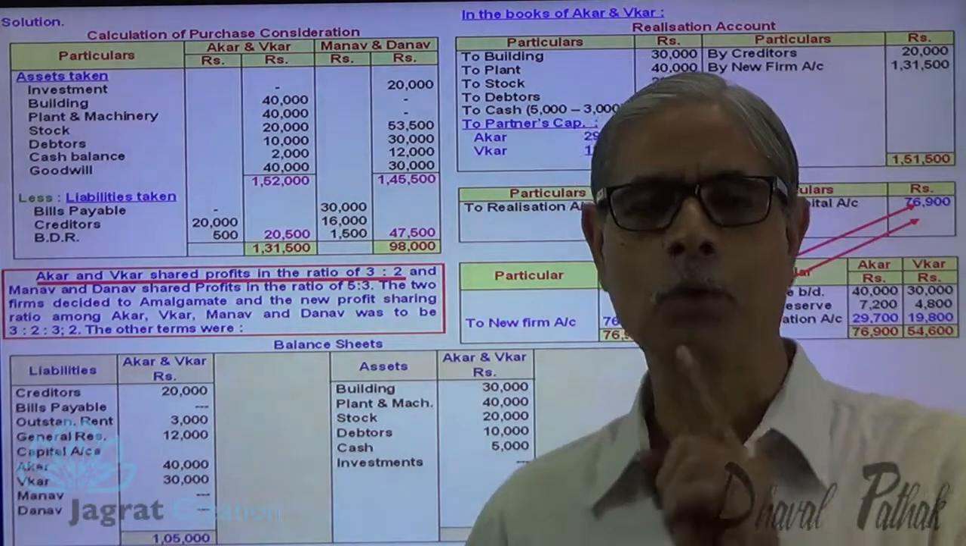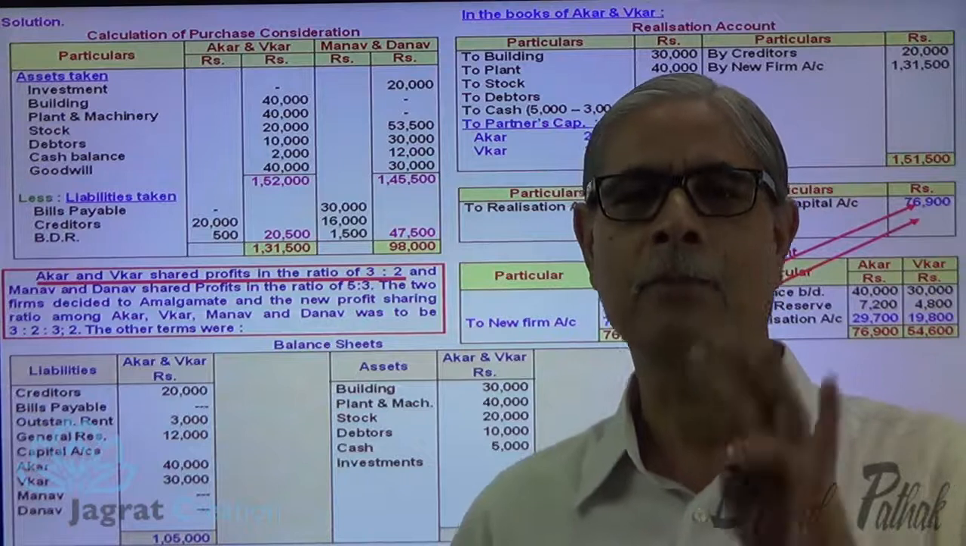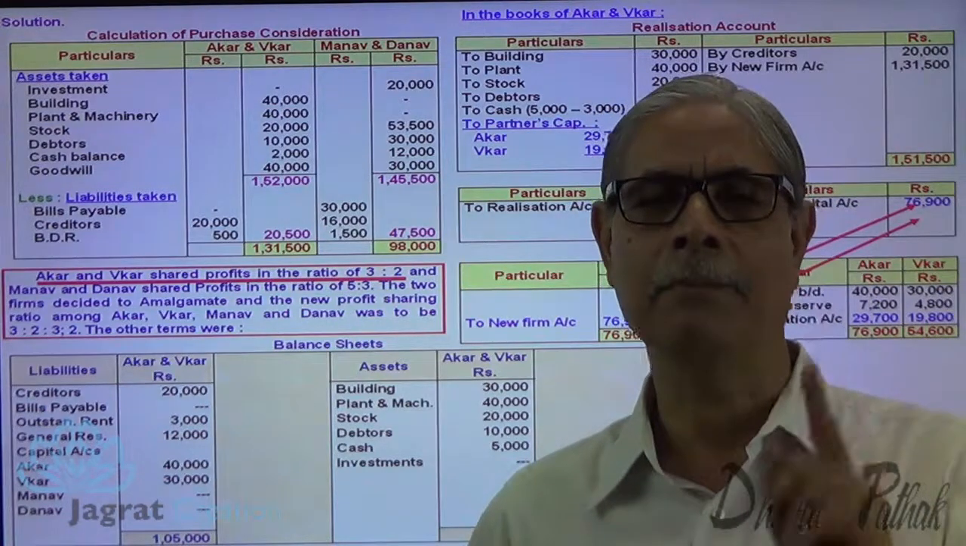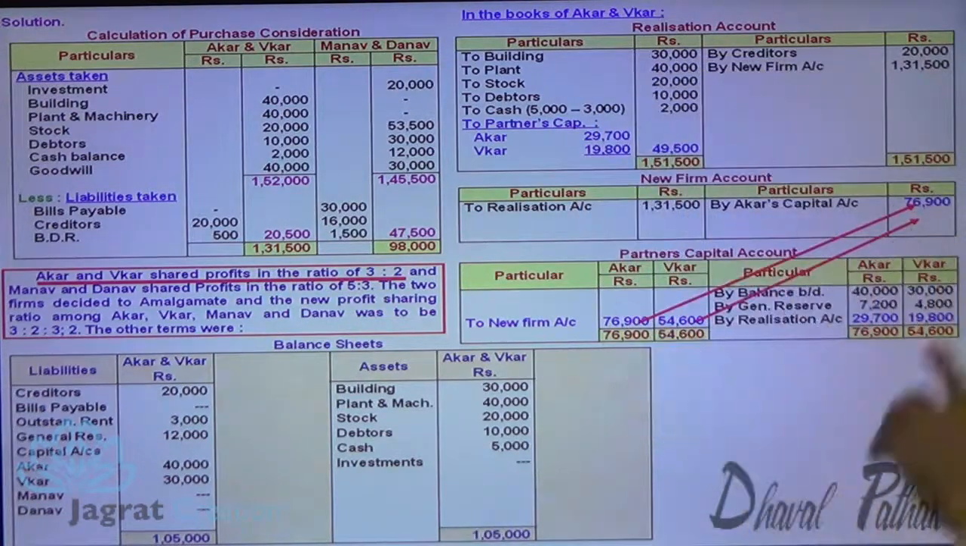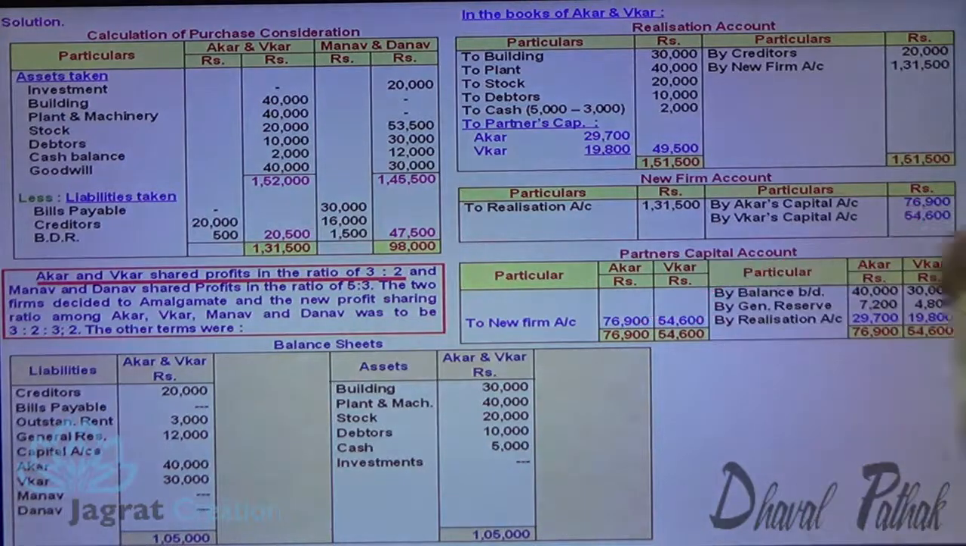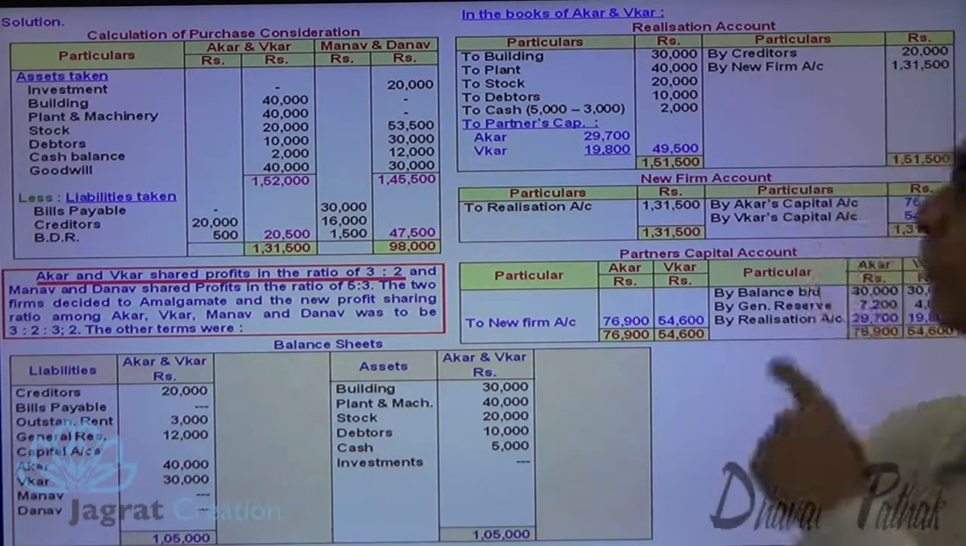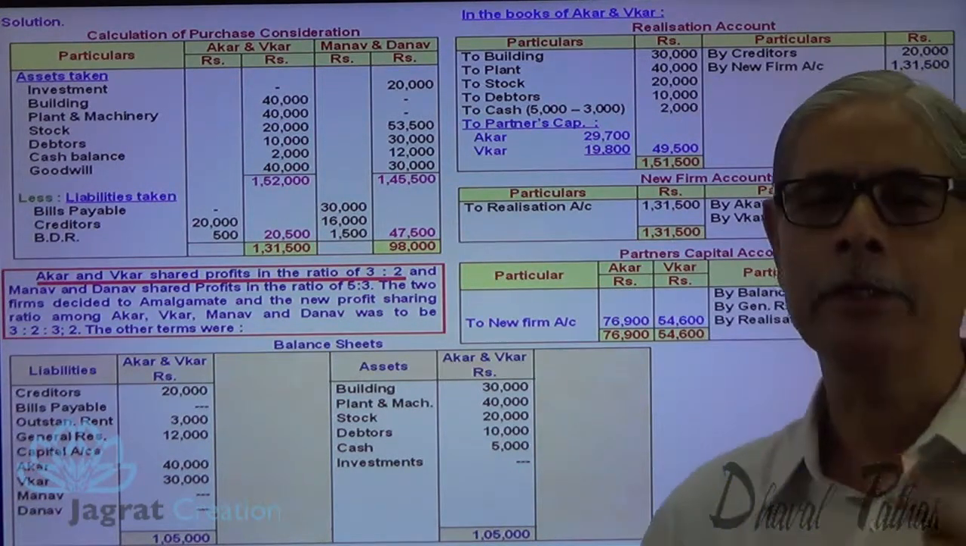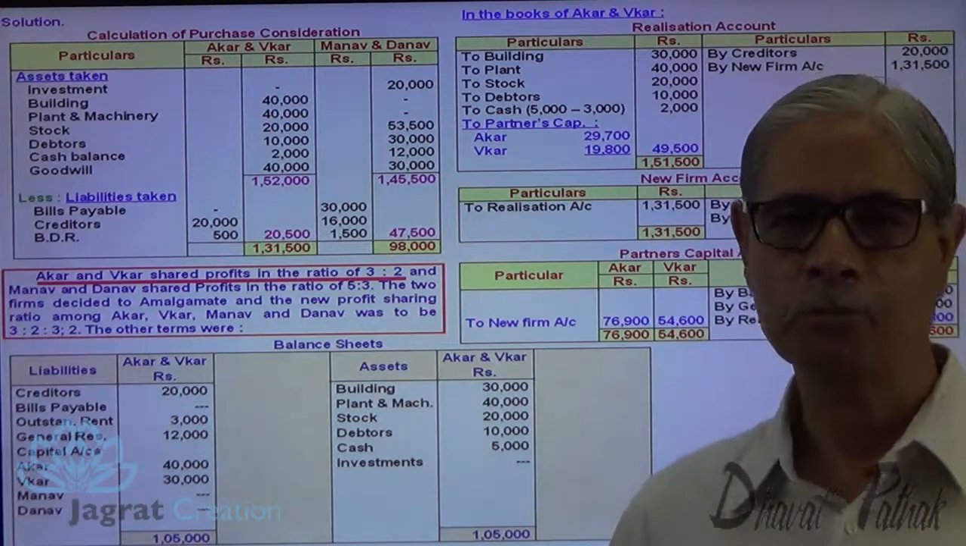So they are going to be the partners in the new firm. Vakar and Vakar are going to be partners in a new firm wherein there will be 4 partners: Vakar, Vakar, Manav and Danav. So these capital balances are transferred to the new firm. The new firm account will tally. Now nothing is recoverable from the new firm because the new firm has committed to pay Vakar and Vakar this much amount. That is their capital due in the case of the dissolved firm.